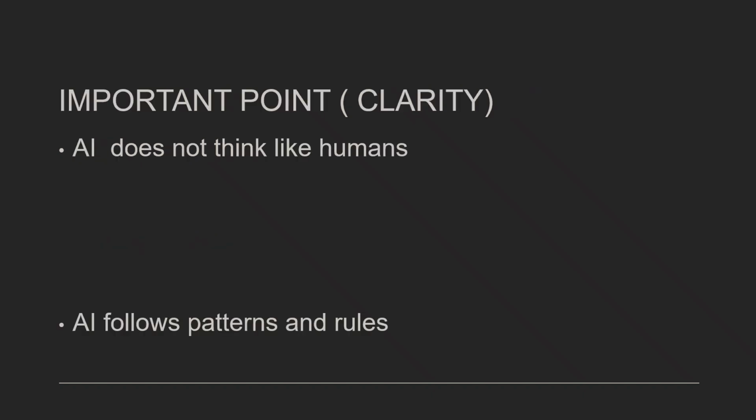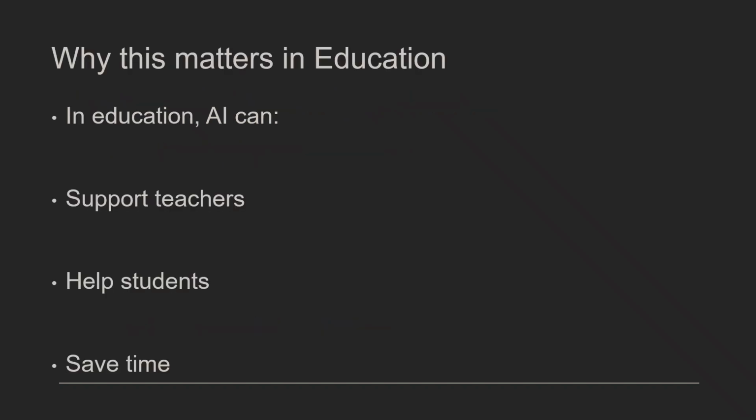It is important to understand that AI does not think like humans. It does not have emotions or feelings. It only follows patterns and rules based on data. This is why AI can support teachers and students. It helps with planning, practice, and understanding, but it does not replace human teaching.